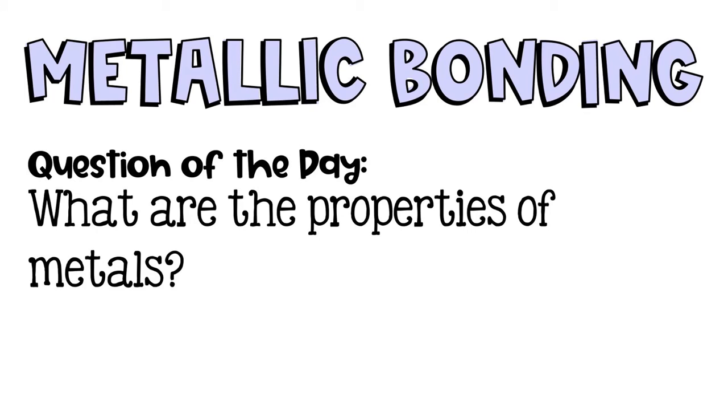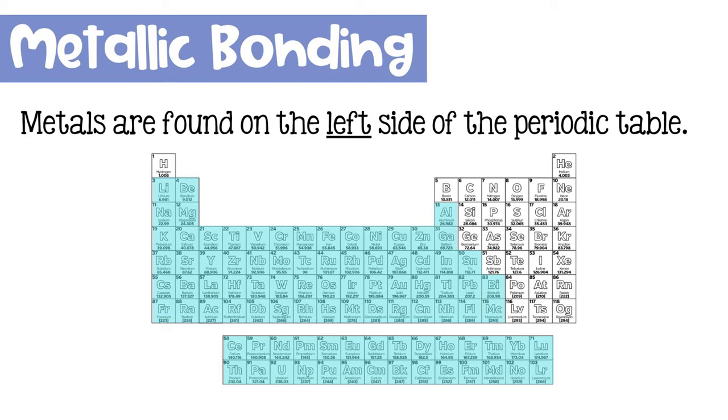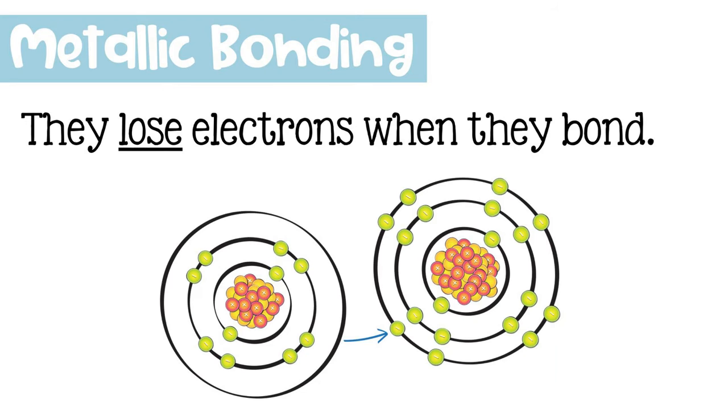Today, we will learn about metallic bonding. Our question of the day is, what are the properties of metals? Okay, let's do a quick review of some of our periodic table. All the elements on the left side of the periodic table are metals, except for hydrogen. This includes both the D block and F block.